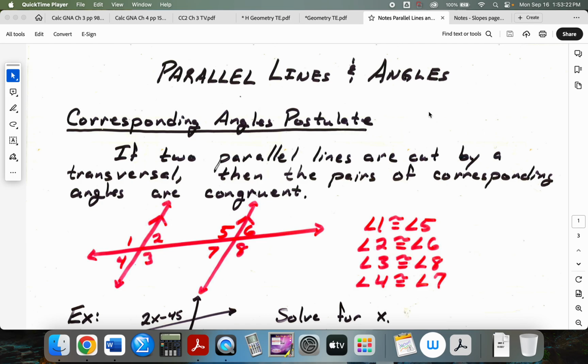Today we're going to look at what makes all those names that we learned last week special. What is it about them that is true? We'll start with what's called the corresponding angles postulate.